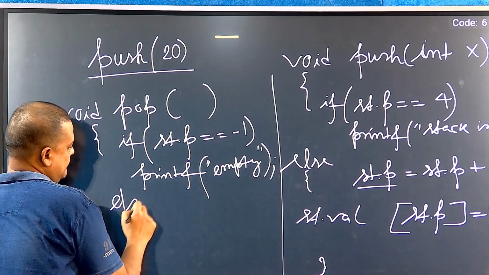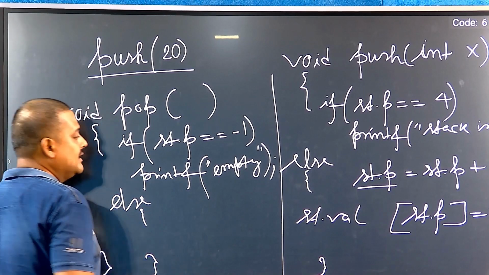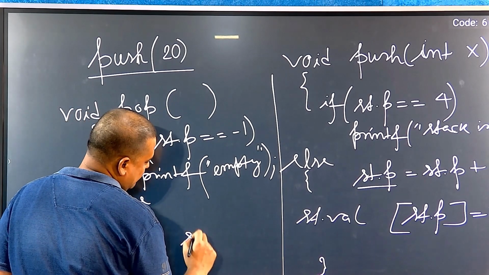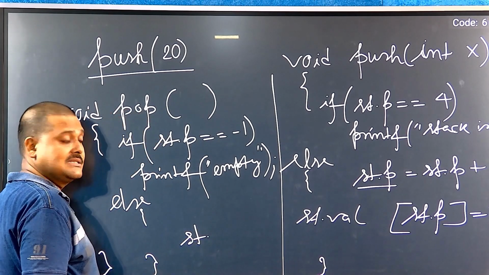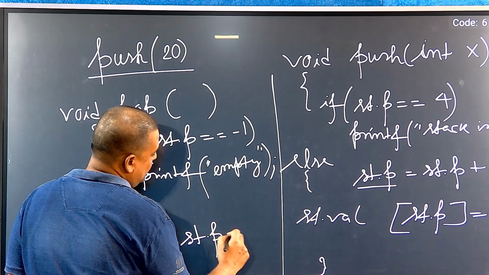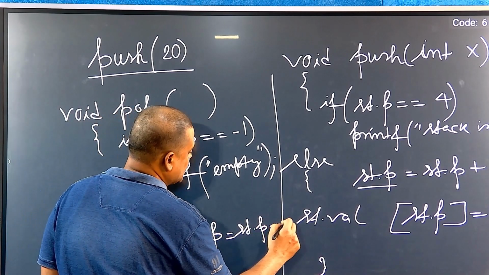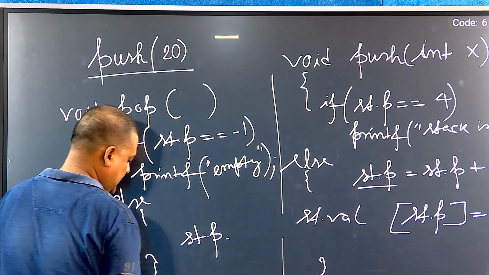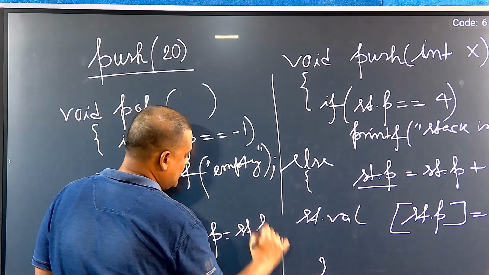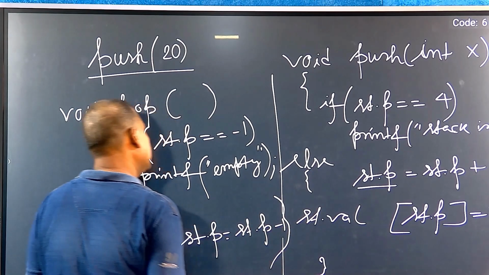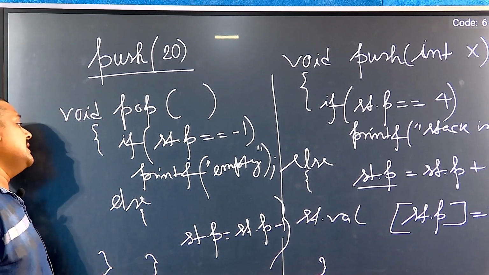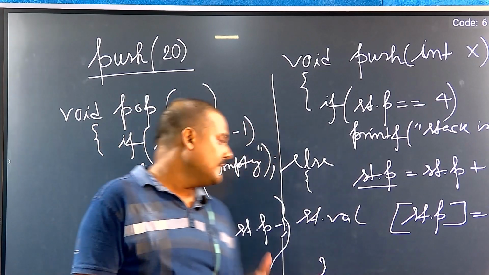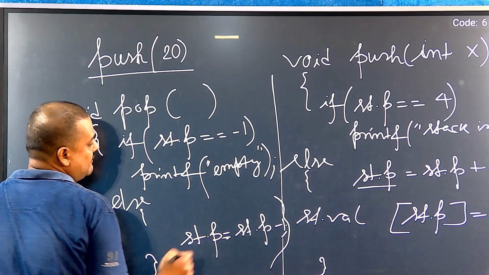In the else case, we will just decrement the value of p by 1. So, we will decrement the value of p by 1 and p can only be accessed with the help of st. So, st.p = st.p - 1, or we can write st.p-- rather than writing this one. Okay. Now, if you want to display the deleted element, what element we are going to delete.